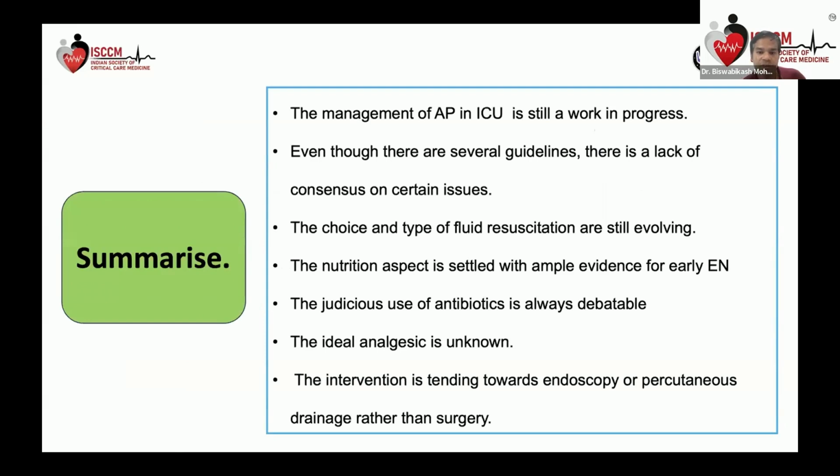The judicious use of antibiotics is always debatable. The ideal analgesic is unknown because all have some downside. The intervention is trending towards endoscopy or percutaneous drainage rather than surgery. Thank you.